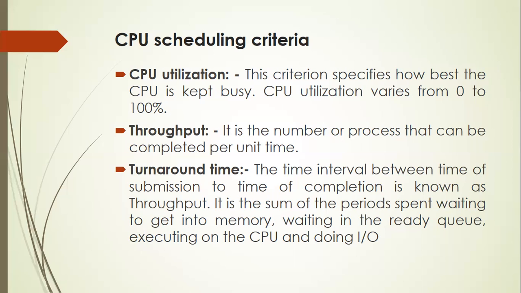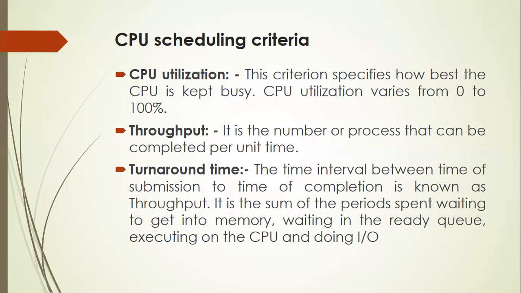So the second criterion, throughput, is 2. The higher the CPU utilization, the higher the throughput, and the better your algorithm. The third one is turnaround time. Turnaround time is the total time difference between the time of submission and the time of completion. The entire duration, that difference, we call turnaround time.